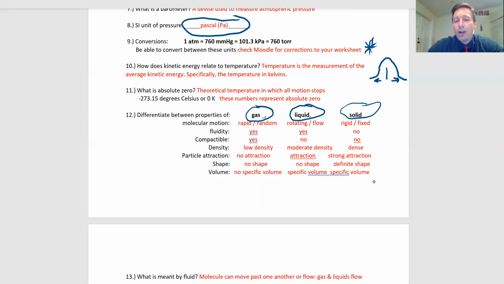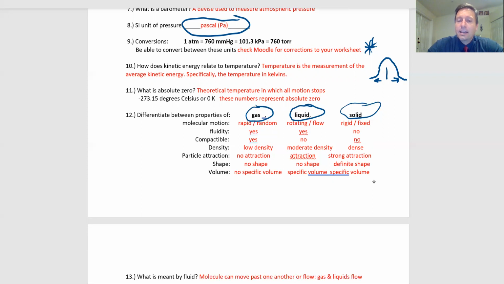Next, we have particle attraction. A gas has little to no particle attraction. Liquids, there is particle attraction in a liquid. Solids, strong attraction in a solid. That's why it's a solid. The difference with a solid is the attraction is so strong it becomes rigid. A liquid, there's attraction, but the molecules and particles can move past one another. So that's why it can flow.